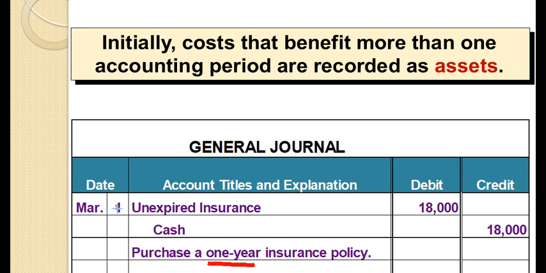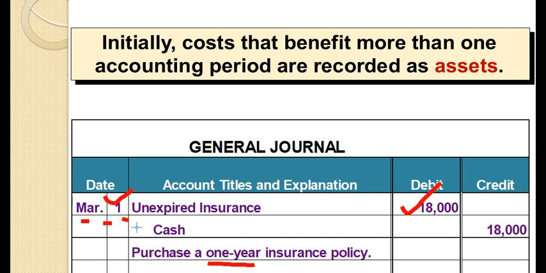Then on March 1, what accounts will be used as debit and credit? Simply we can write unexpired insurance, because it is unexpired. You will use it next year, March next year. On March 1 you purchase it: unexpired insurance $18,000, and you paid cash. It is a simple transaction. That is what you do on March 1. It is not an adjusting entry.